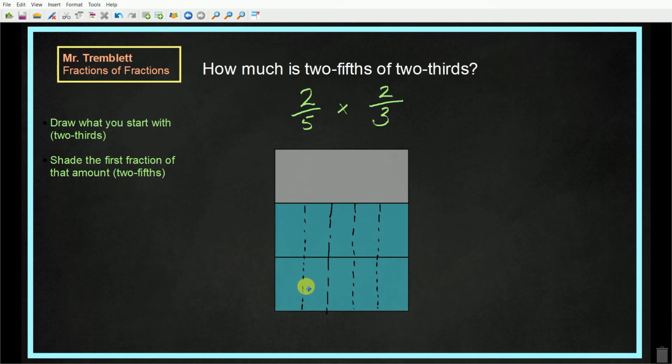There. All right, so now what we have to do is shade in 2/5. So there's our fifths, and I'm just going to shade in 2 of them. There's 1/5 shaded. There's 2/5 shaded.